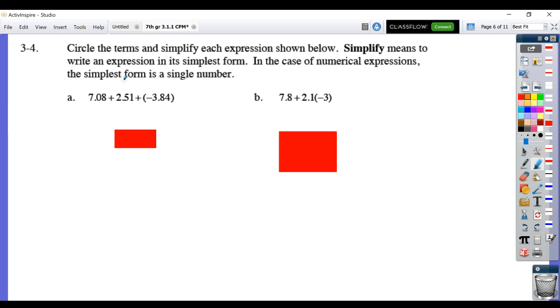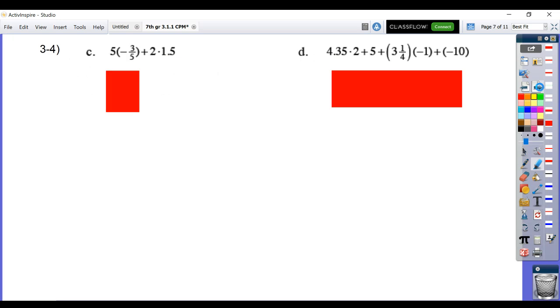Here again, they want you to think about finding the terms and then simplifying. They remind you that simplify means to write the expression in its simplest form. And if it's a numerical expression like these, simplest form means simply a single number. So in other words, find out what these equal. All right, same thing with C, same thing with D.